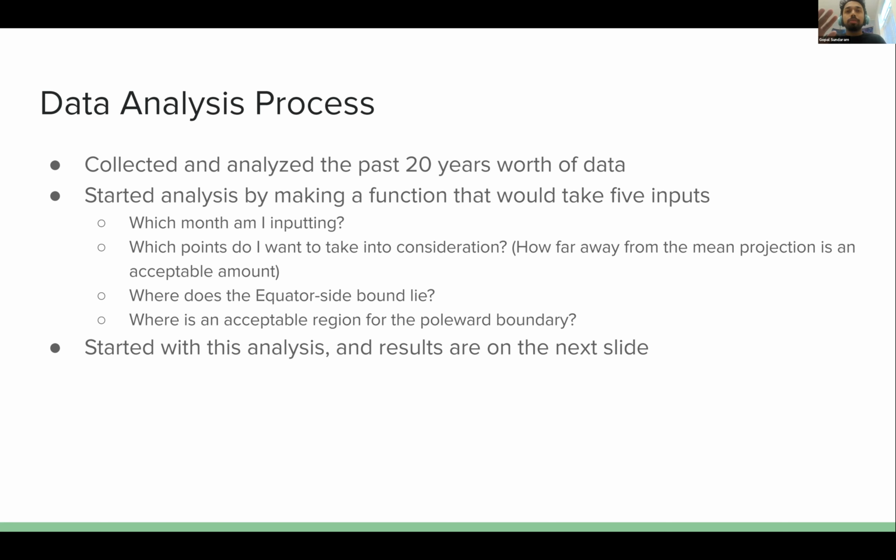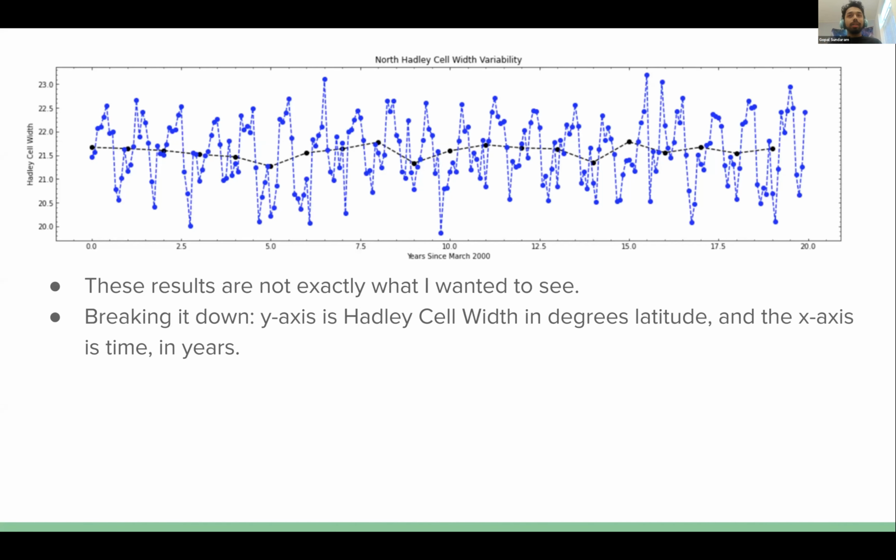I think I said 20 was where I said it first. Okay, I want to make sure I catch everything in between 20 degrees north and 20 degrees south just to be safe. And then I asked, what is an acceptable region for the red points, for the poleward boundary? That actually took 2 inputs because you needed a lower side and an upper side, which is why it would take 5 inputs. So I started with this analysis and my results were not exactly what I wanted to see.